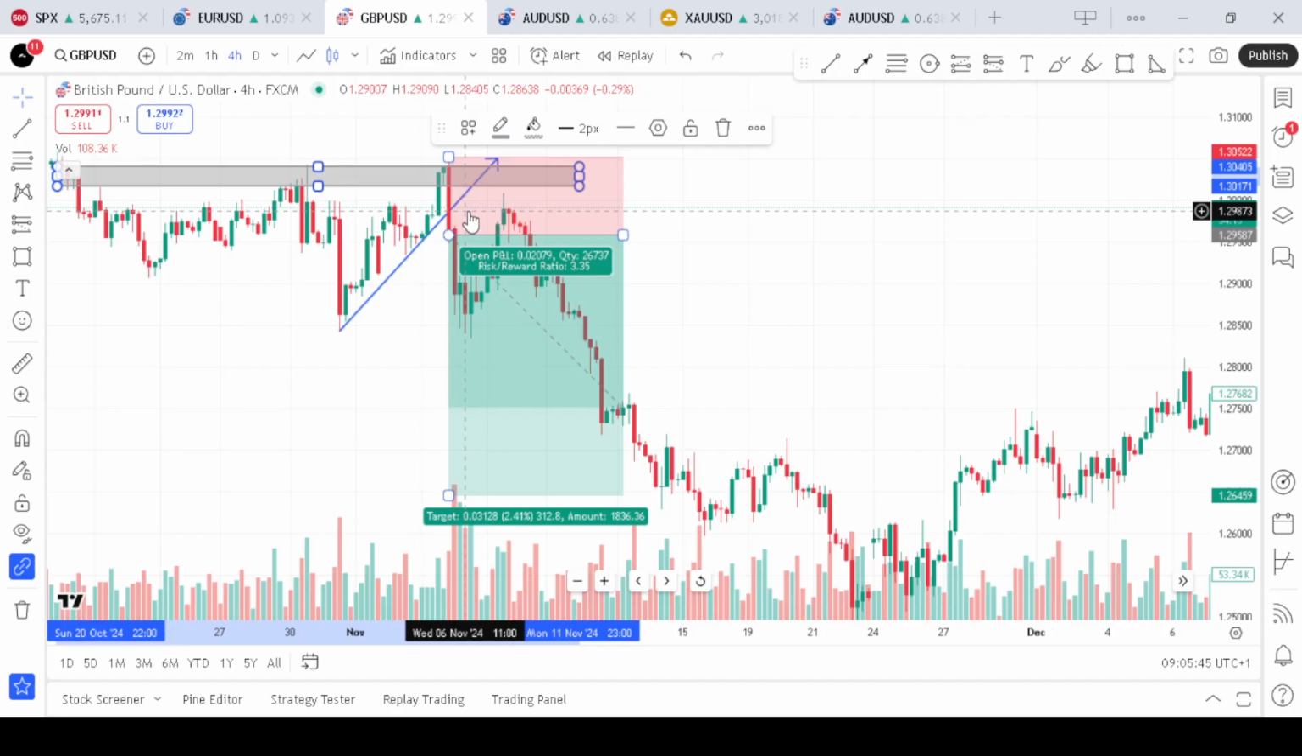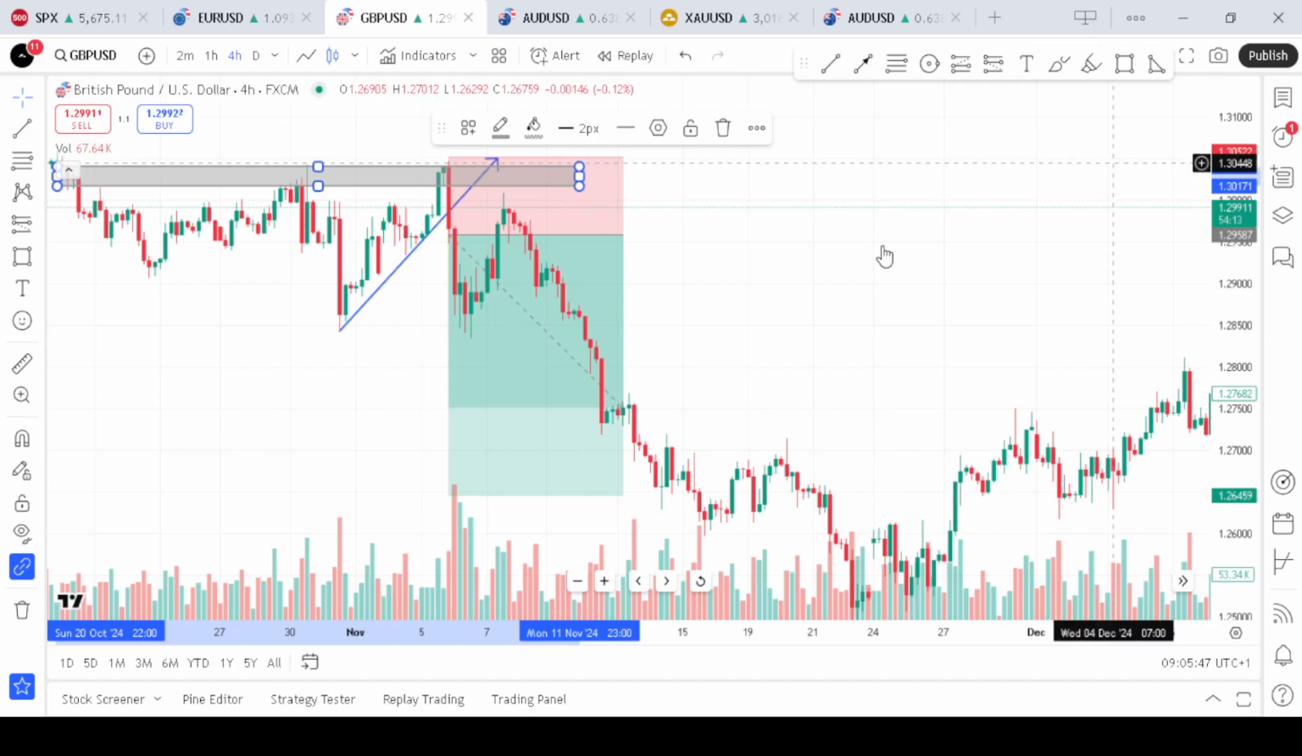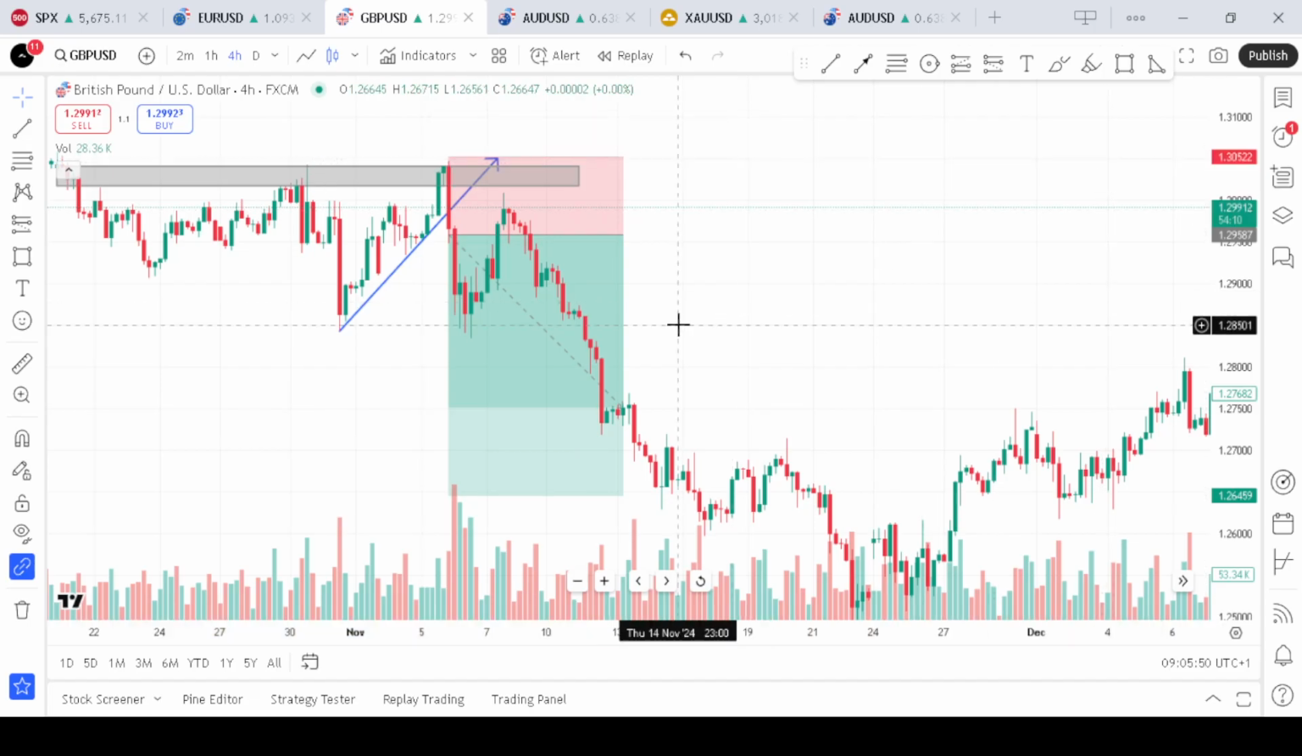You can also combine your patterns with other indicators such as your RSI or your moving average to further confirm this reversal.